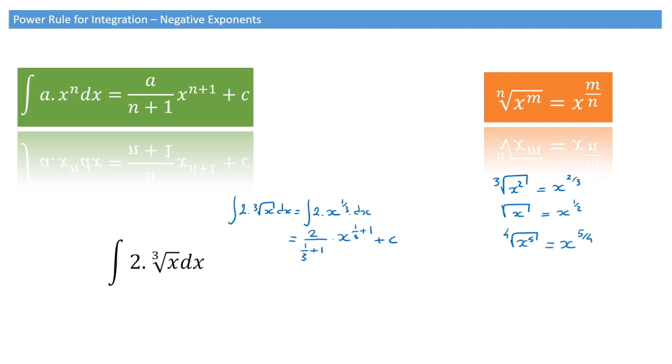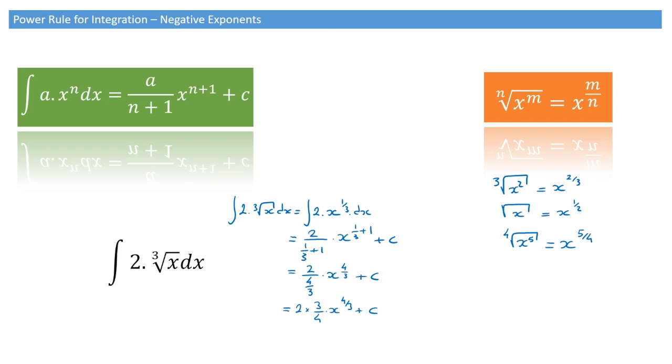We now take care of the denominator. 1/3 plus 1 is equal to 4/3. So this is equal to 2 over 4/3 times x to the power of 1/3 plus 1, which is 4/3, plus c. Now, 2 divided by 4/3 is the same thing as 2 times 3/4. In other words, we multiply by the reciprocal of the denominator. That's 2 times 3 over 4 times x to the power of 4/3 plus c.